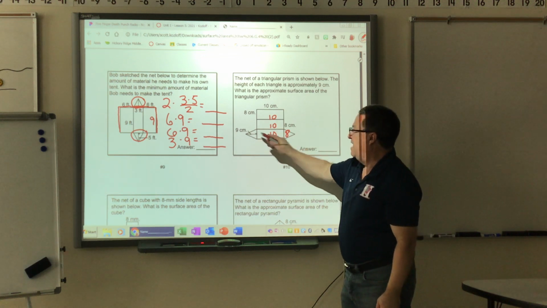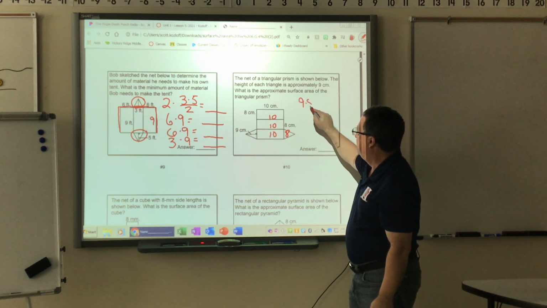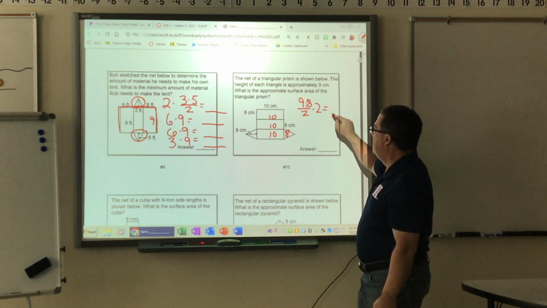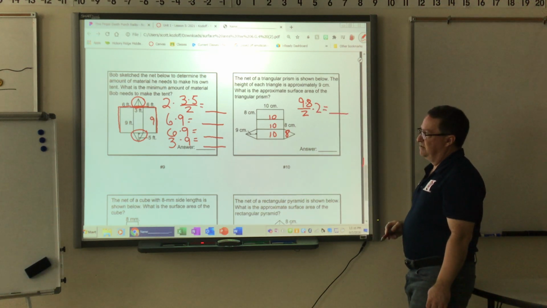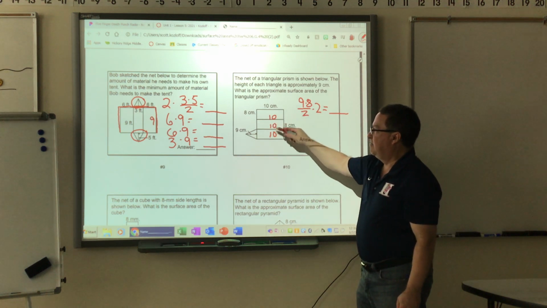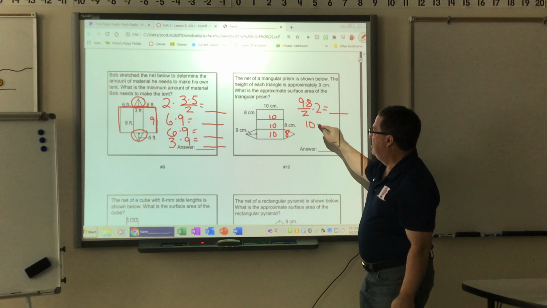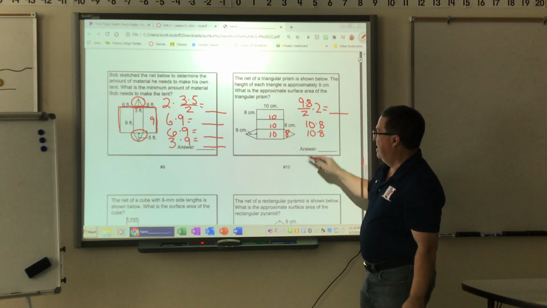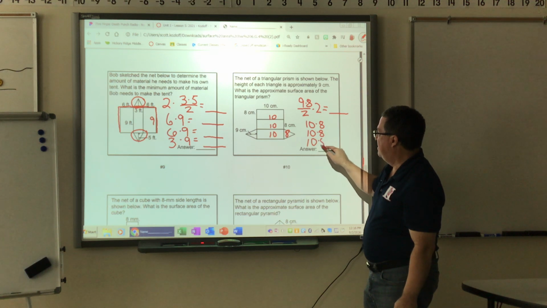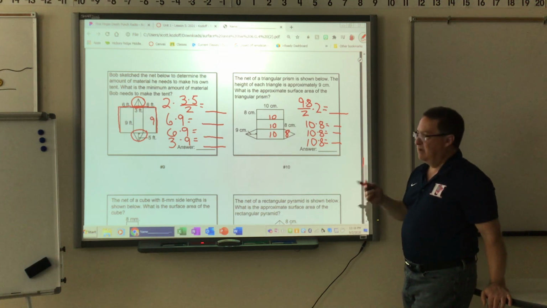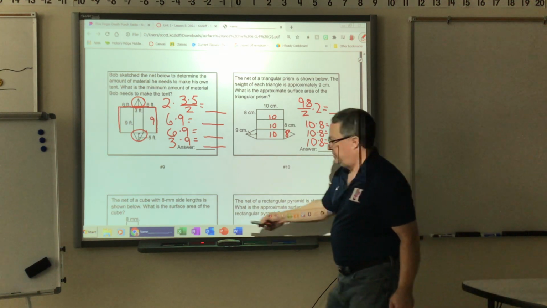So I have 9 times 8 divided by 2 times 2 gives me my 2 triangles. Then I also have 3 rectangles that are going to be 10 times 8, 10 times 8, and 10 times 8. When I add all 5 of those together, I'll get my answer to number 10.